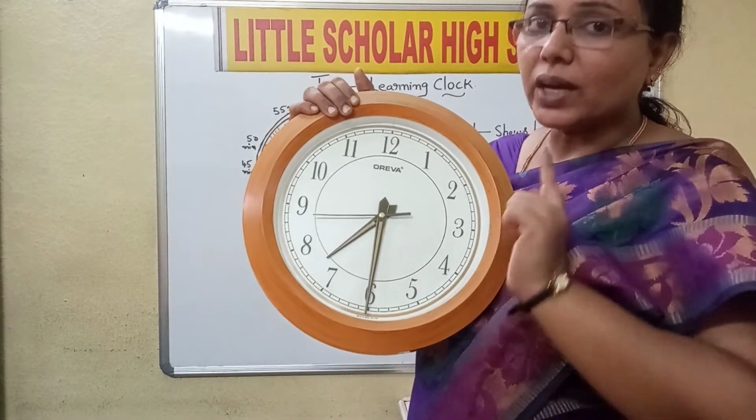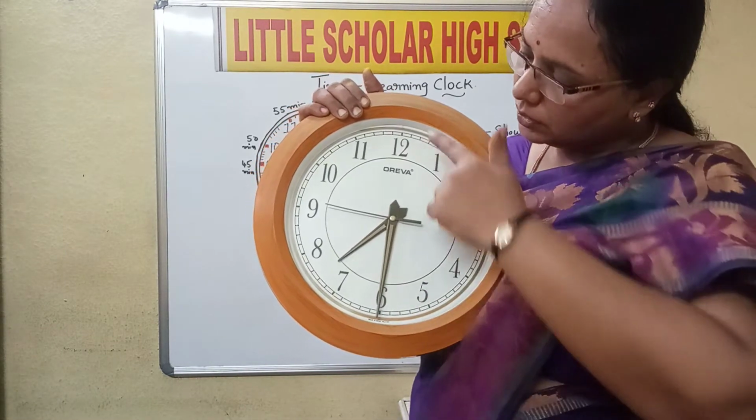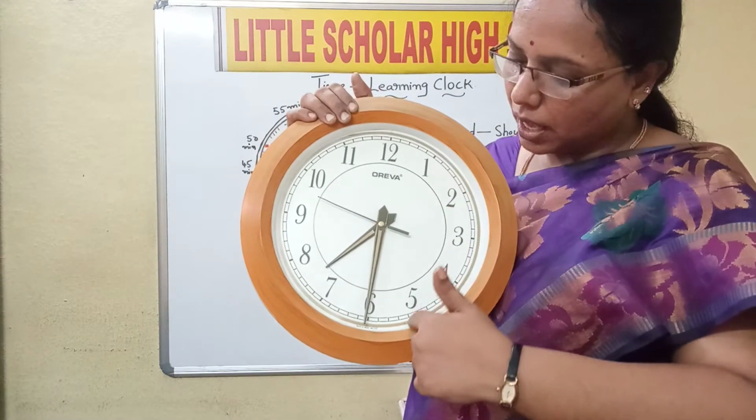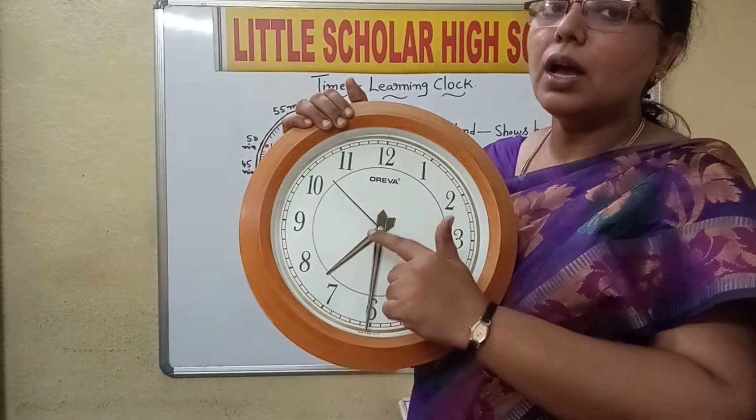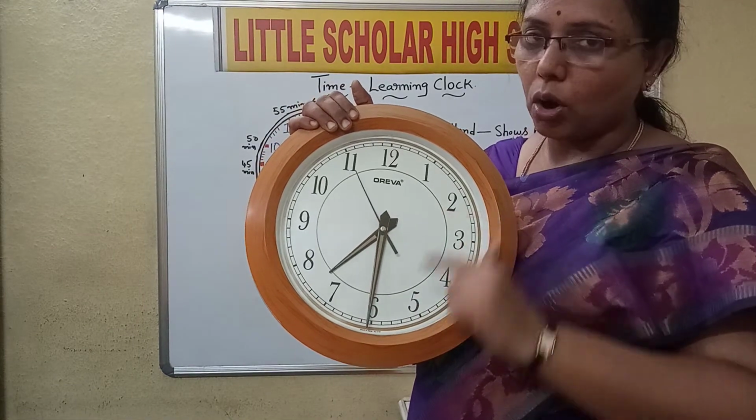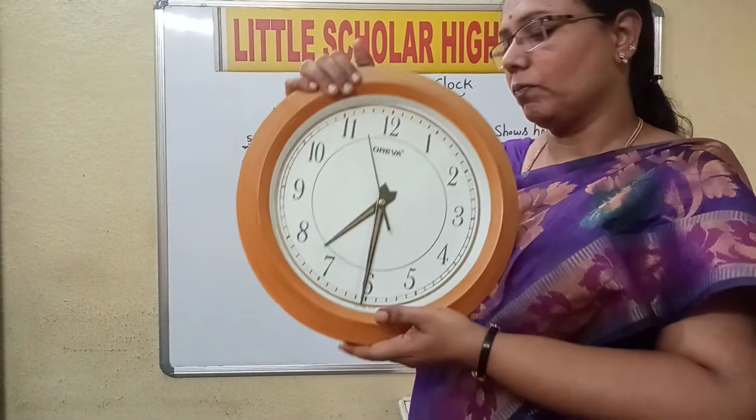7:30. Why are we saying 7:30? This side is half. And where is the small needle? On the 7. So 7:30. Okay.